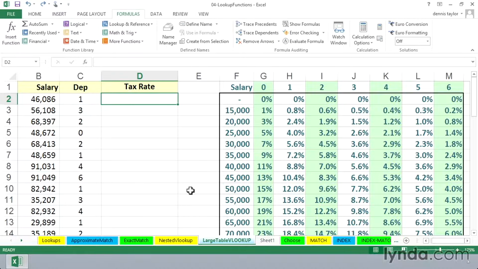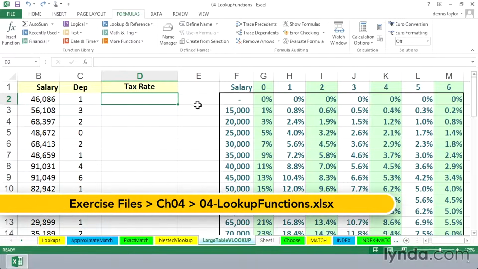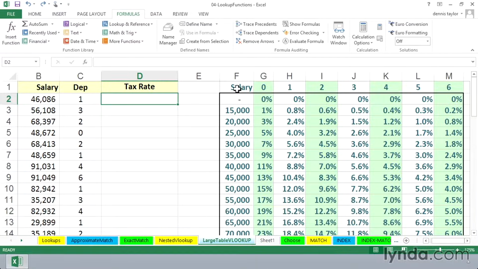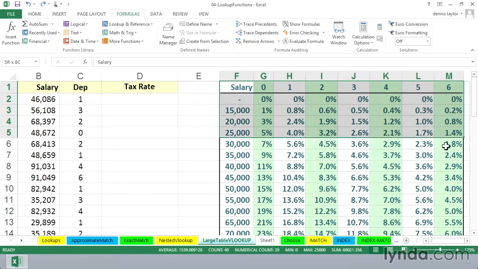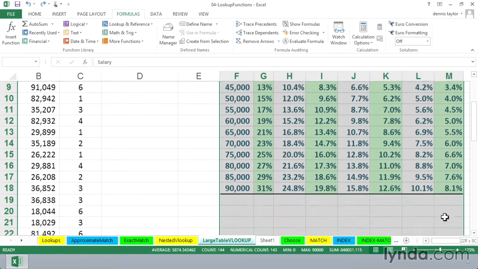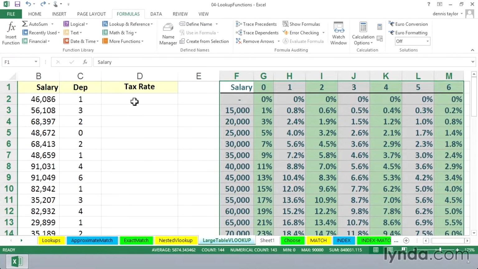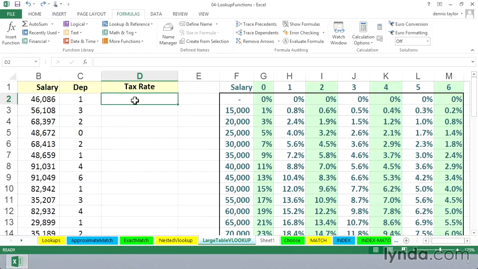In this worksheet called Large Table VLOOKUP, we're trying to look up a tax rate from a table that's quite large by most people's estimation. The table is from column F through column M and goes all the way down to row 18. Got well over 100 different answers there. And what we're trying to do is to look up the appropriate tax rate for people whose salaries are in column B and their dependents are listed in column C.